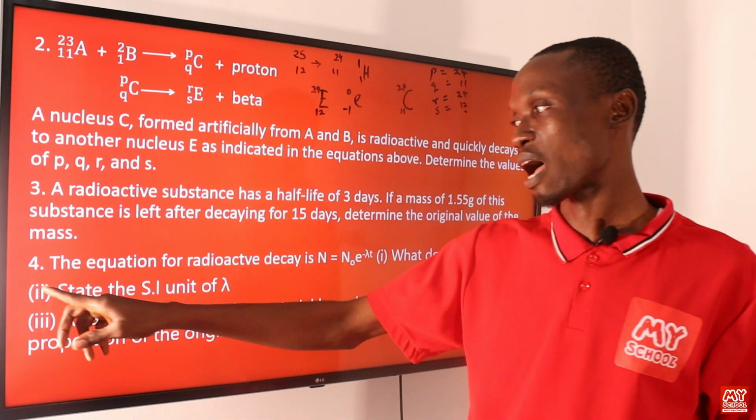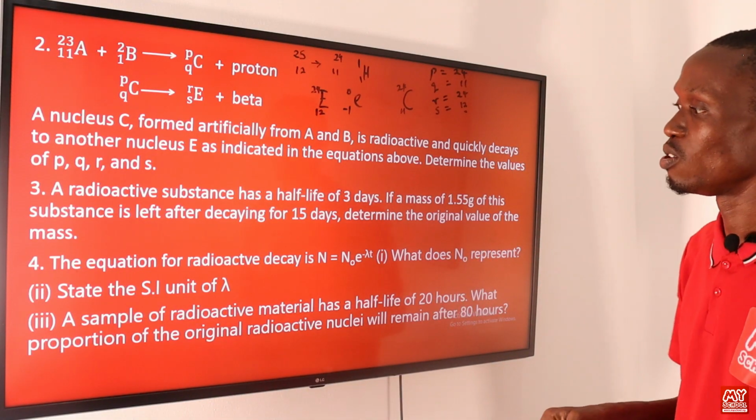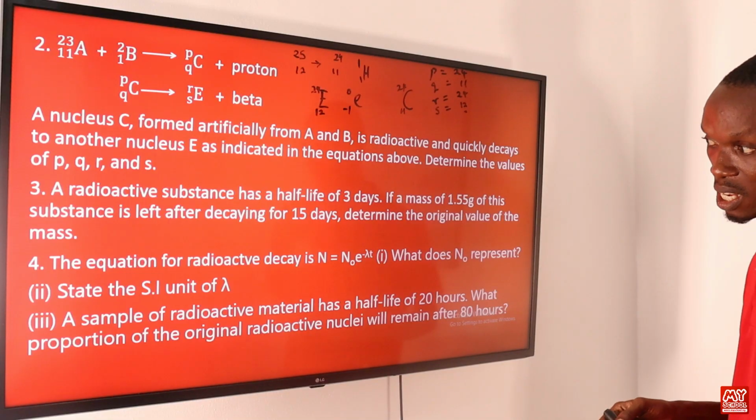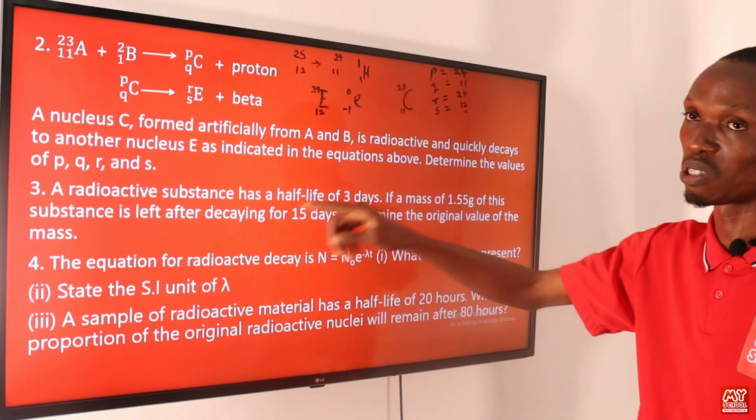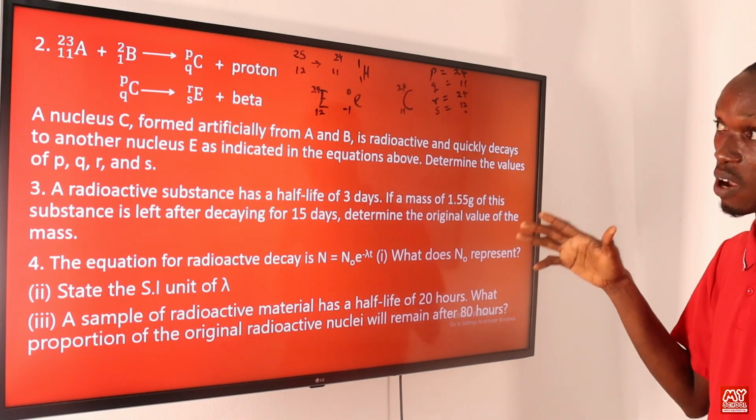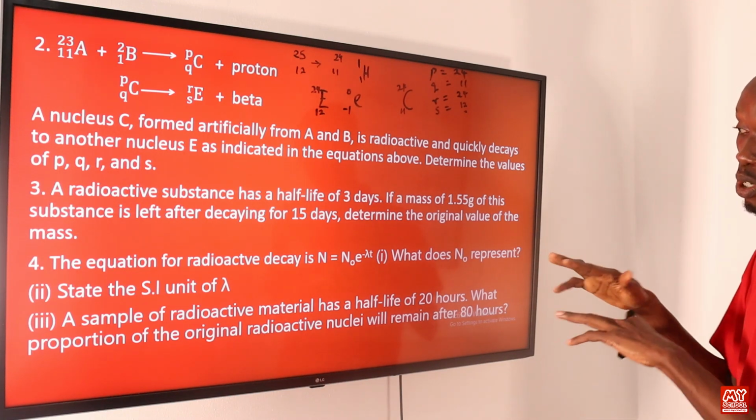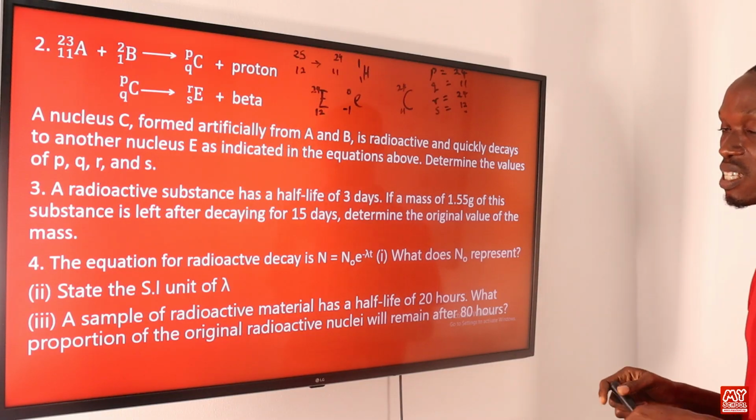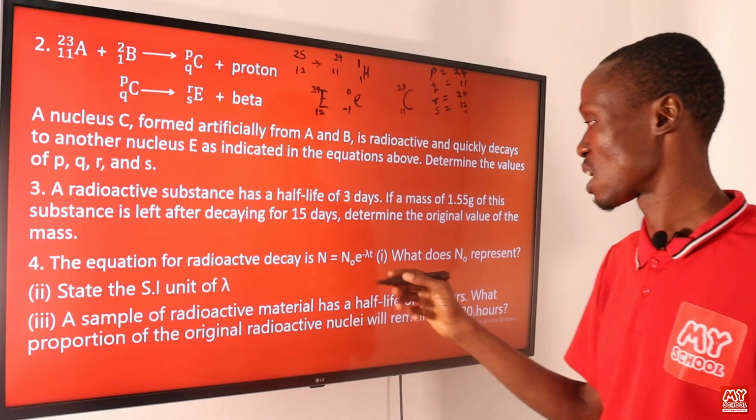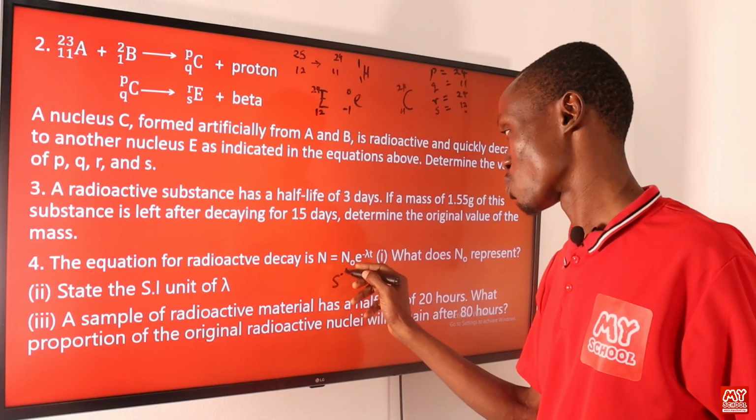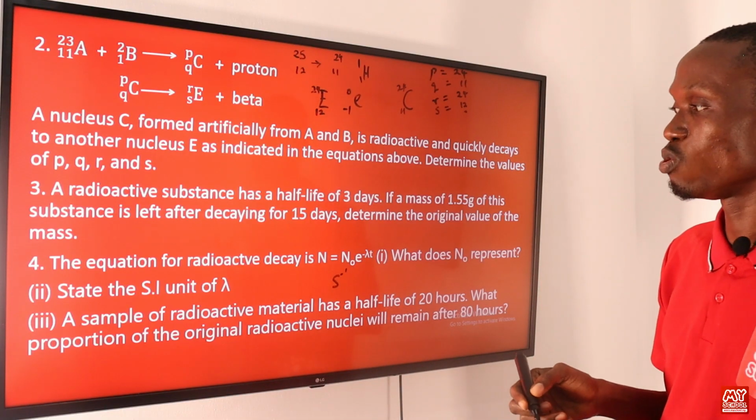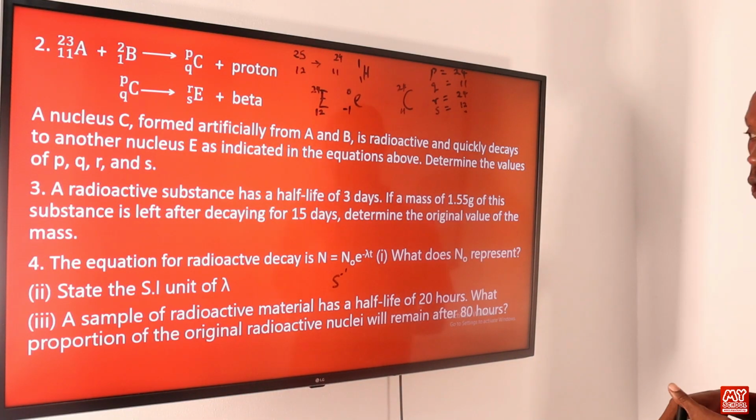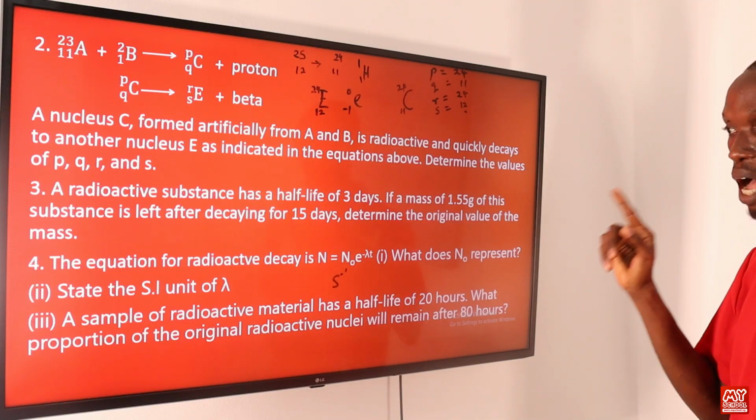While we are asked to state the unit of decay constant. Now remember here, lambda represents the decay constant as far as radioactivity or nuclear reaction is concerned. So the unit of decay constant is per second, and it's written like this, s raised to power minus 1. So the SI unit of decay constant is per second.